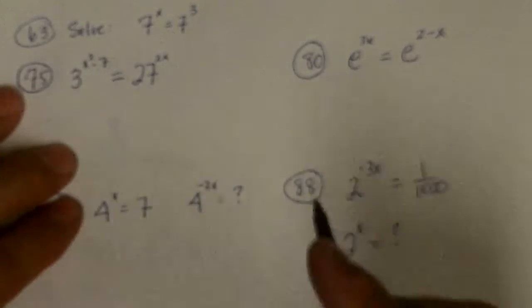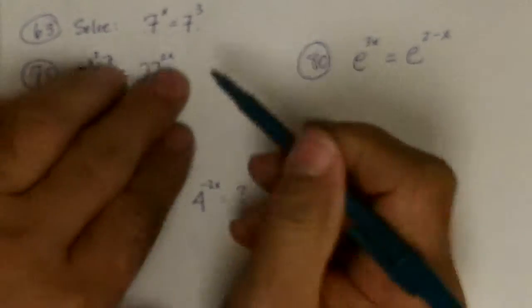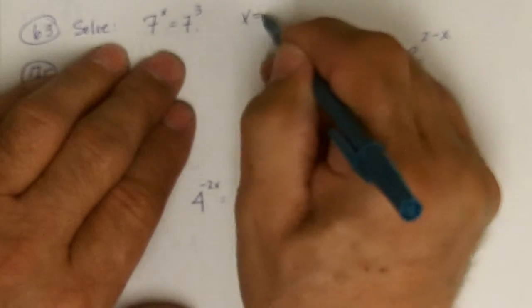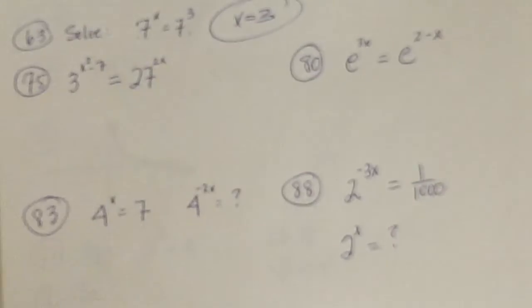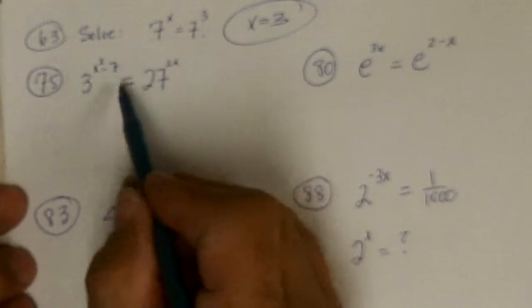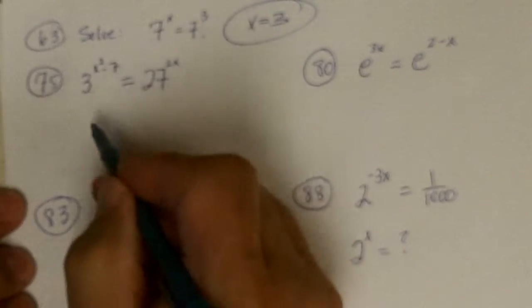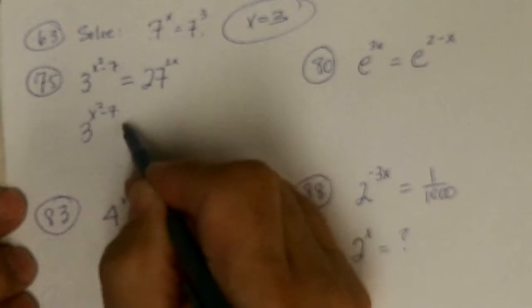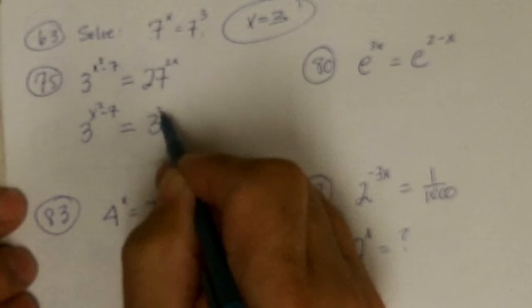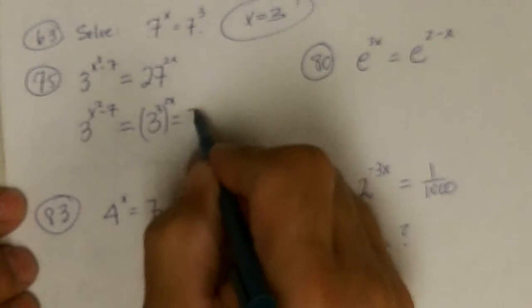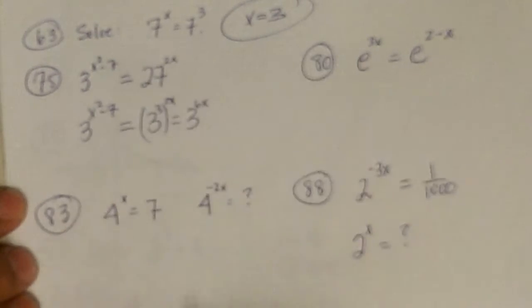63. It says solve this. Well, they have the same bases, so x must equal 3. Way too simple. 63. They both could be base 3. So this is 3 to the x squared minus 7 equals 3 to the third to the 2x, which is the same as 3 to the 6x.